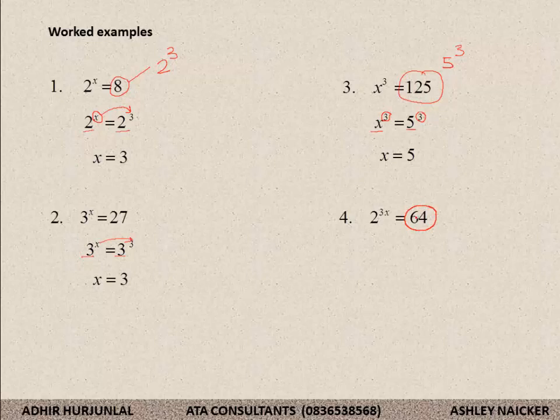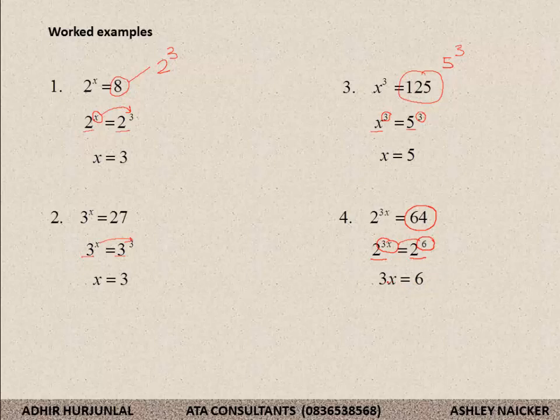How else can I write 64? In this case, 64 is 2 to the exponent 6. Guys, are the bases the same? Yes, the bases are the same. Now this rule only works if the bases are the same, which means 3x is equal to 6. And in your next step, write down 3x is equal to 6.